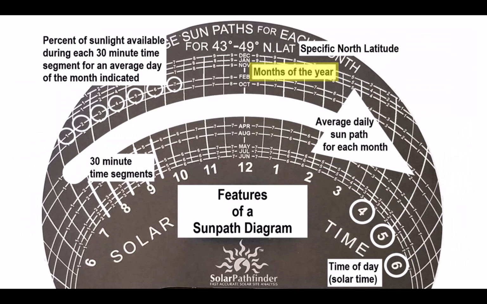Months of the year are associated with each of the 12 arcs on the sun path diagram. Each arc visually indicates the average daily path of the sun for the month. The time of day, in solar time, is shown along the bottom of the diagram. And each hour of the day is divided into 30-minute time segments. The percent of sunlight available within each 30-minute segment for an average day of the month indicated is given along the sun path arc for each month.